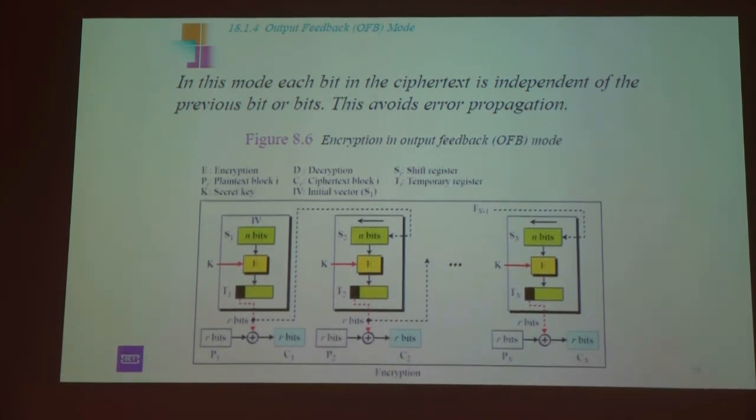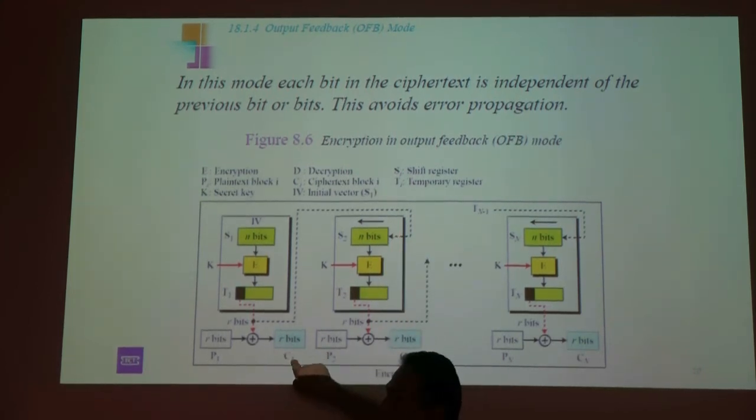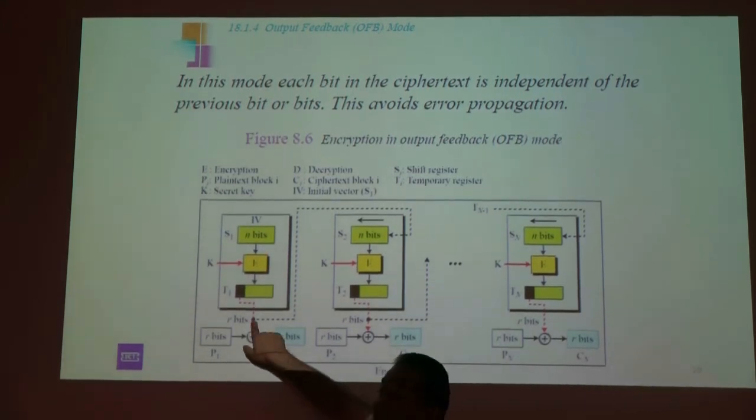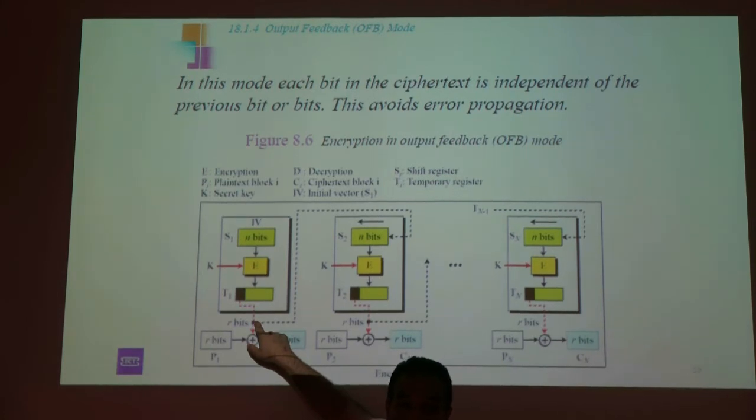in each mode, each bit in the ciphertext is independent of the previous bit's error. To avoid error propagation, so in here, what we are doing is, in the previous one, which one do we use to determine the shifts? It's the C one, the CI. Now we don't wait for the CI, we use what? We use the previous key. Use the previous key. All right?